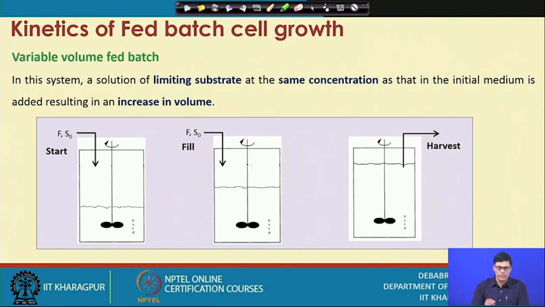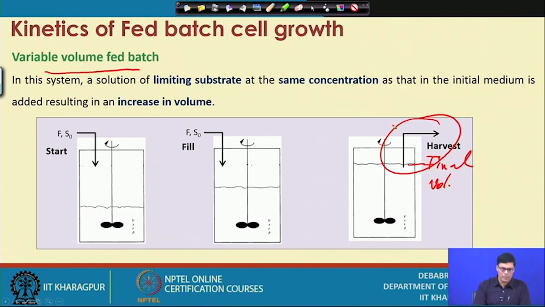Now, here we have given the example of the variable volume feed. So, we start with this volume, this is the start, then we increase a little bit, you can see below, and the final volume we reach. This is the final volume, am I right? When it reaches the final volume, then we do the harvesting of the material.